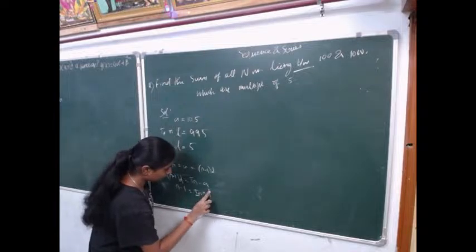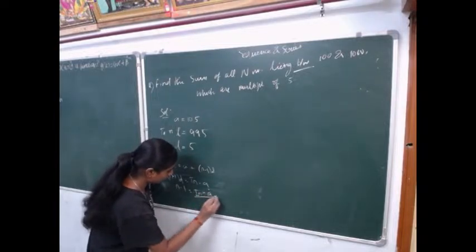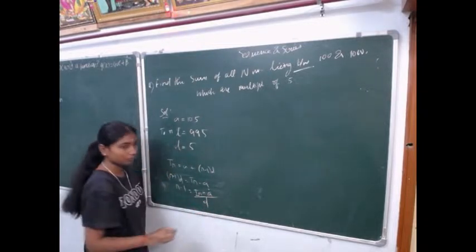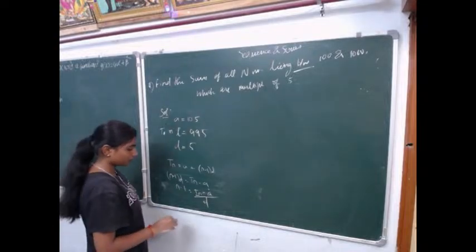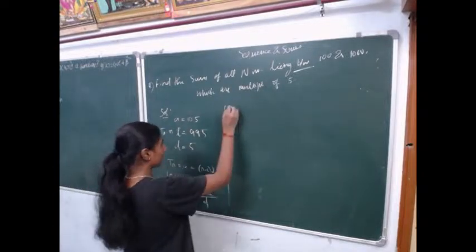So you can make use of this formula. This is a derived formula to find out the n number of terms. Do you understand this? So based on that you can proceed. Got it?